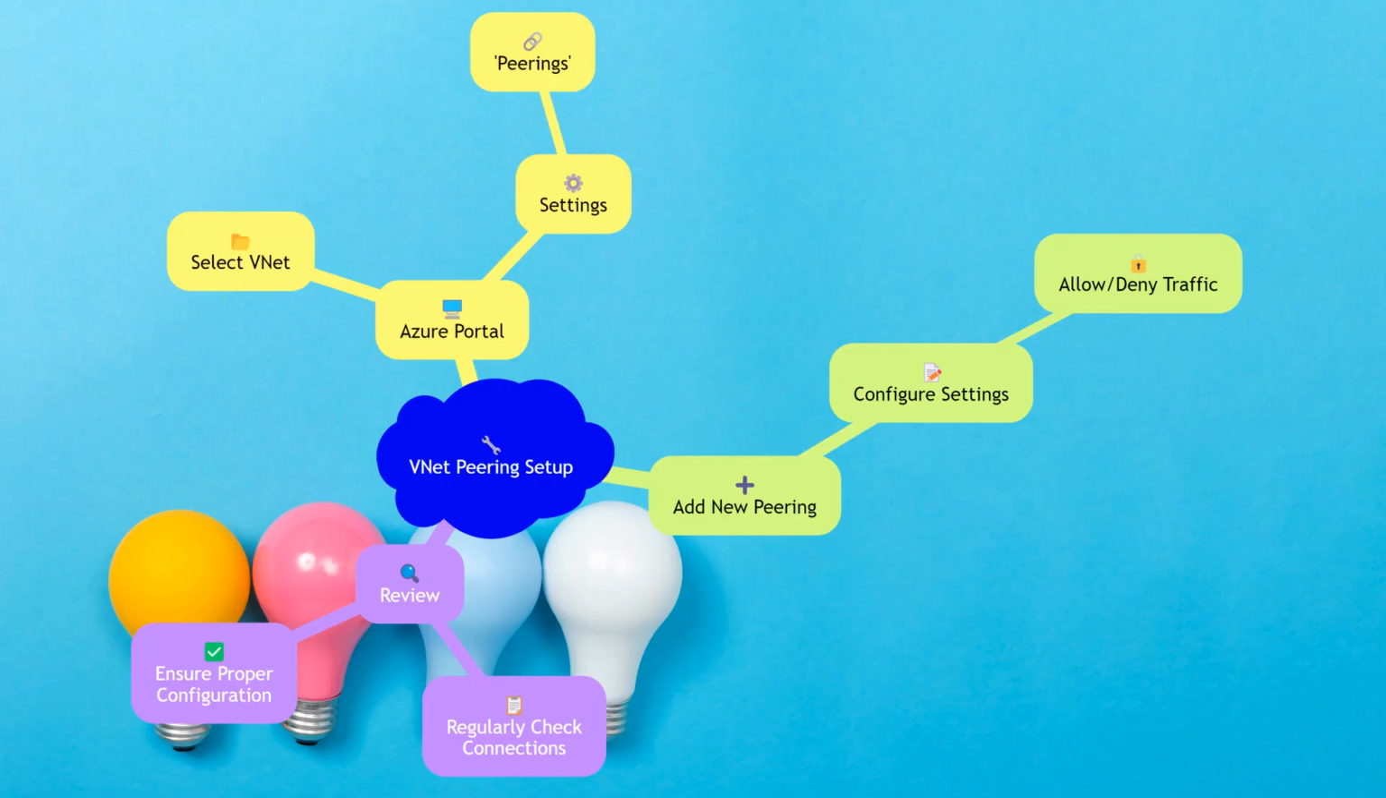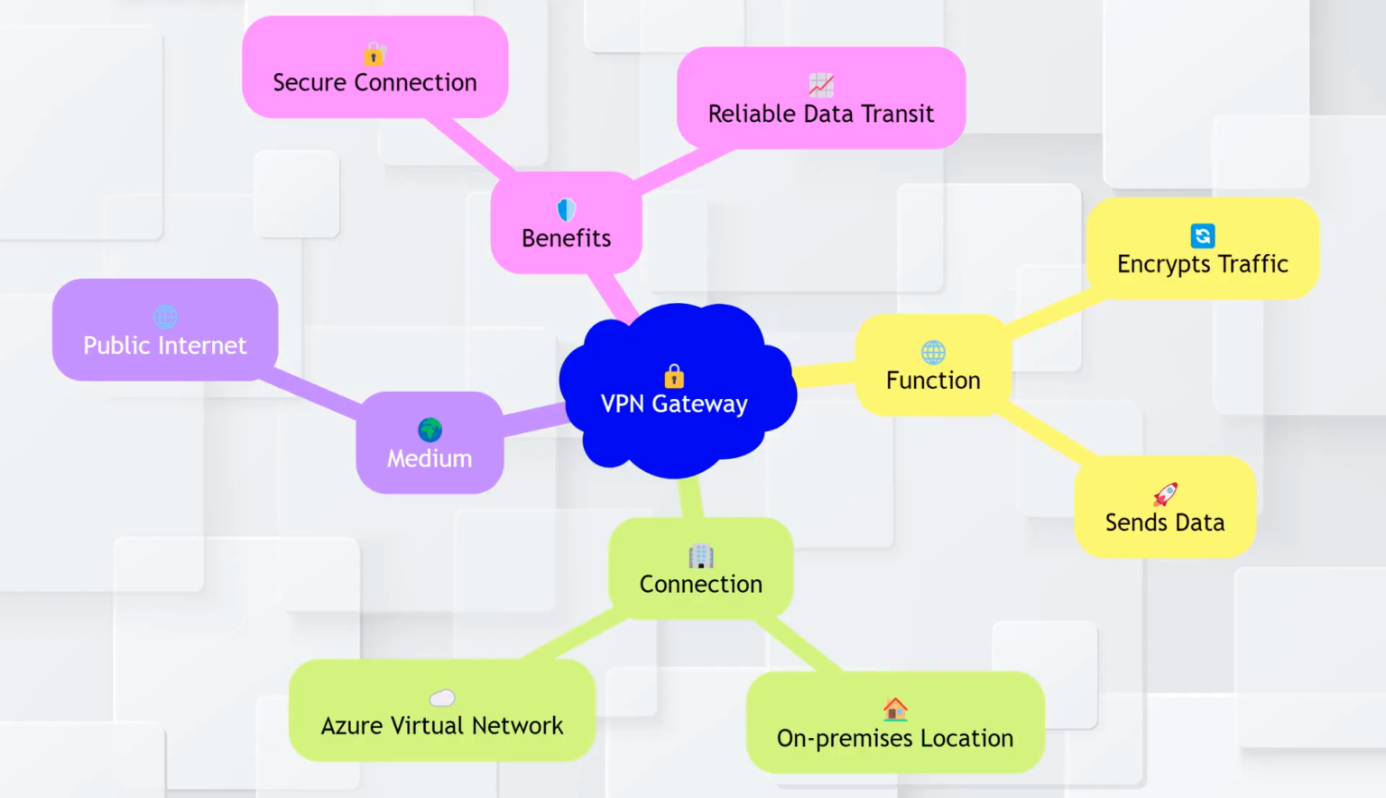To set up VNet peering, navigate to the Azure portal, select your VNet, and choose Peerings under the settings. Add a new peering connection and configure the necessary settings. Ensure that the peering is properly configured to allow or deny traffic as per your security requirements, and regularly review the peering connections.